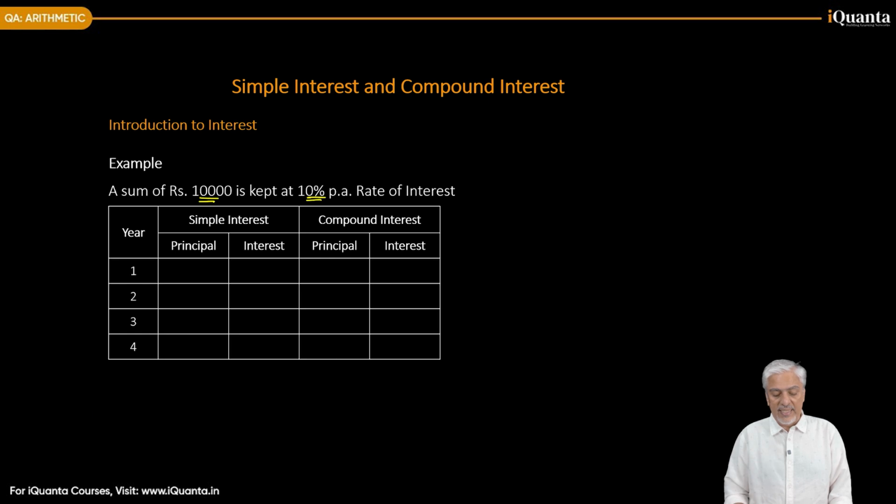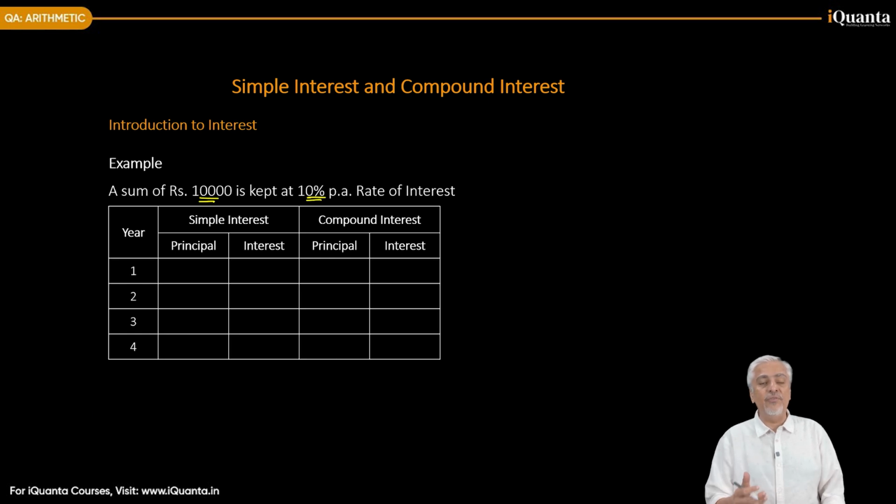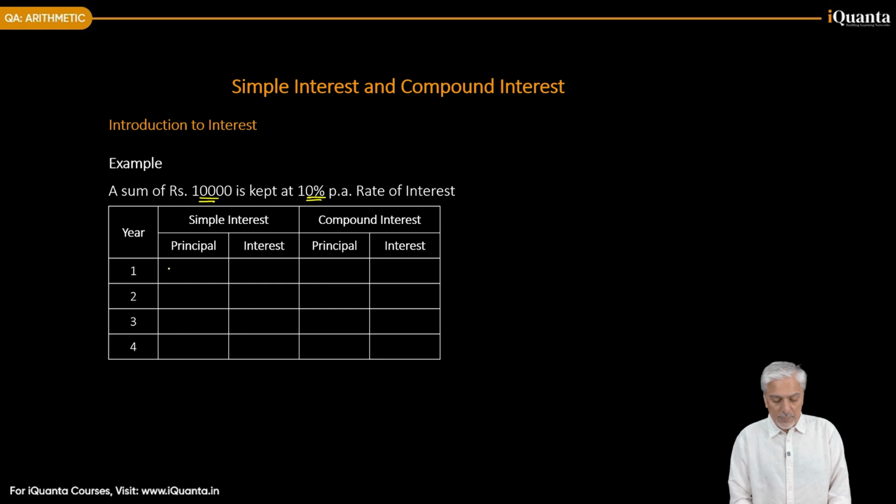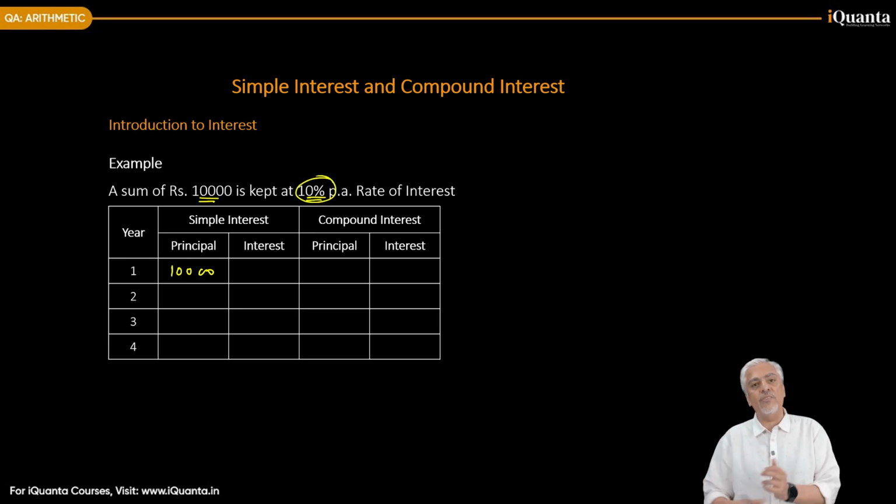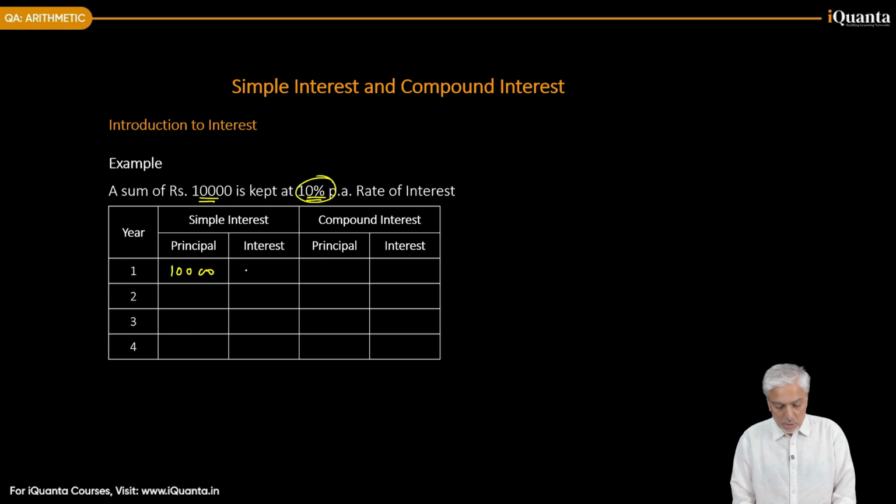Okay, now what have we got to find? We are creating a table. This, in fact, I call this the table method, where I'm going to understand the difference between simple interest and compound interest. So first, let's finish simple interest. Your principal was 10,000. Your interest is 10% of 10,000. 10% of 10,000 becomes 1,000 rupees. So you will earn 1,000 rupees interest over here.